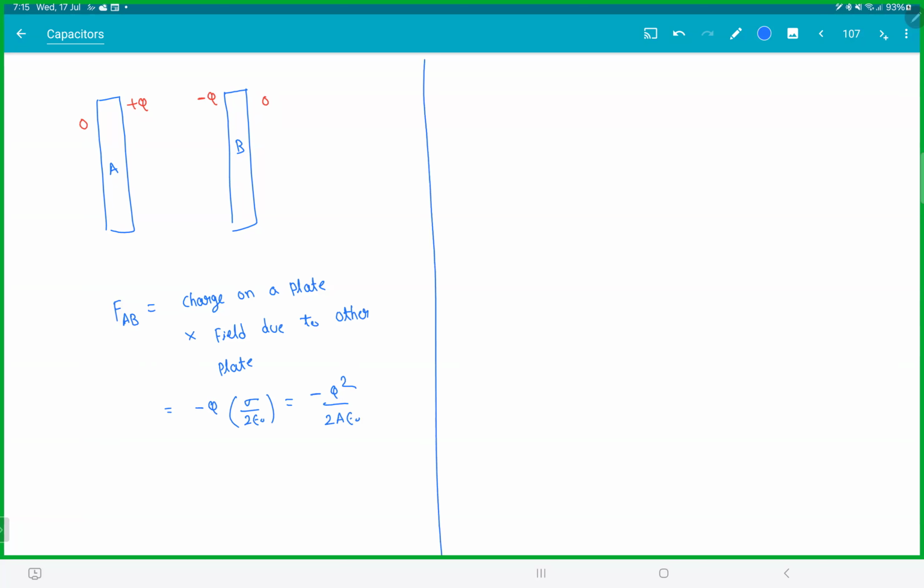I could have made it better. I could have taken Q1, Q2. Then in place of Q, what will come? Q1 minus Q2 by 2, the inner charge on this thing.